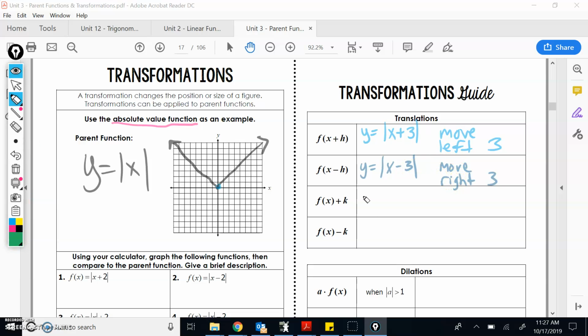Next, if we had our absolute value graph, absolute value of x, but then we add something on the outside, let's say plus 3, that's going to move the graph up 3. Whereas if we had y equals the absolute value of x, but then we subtracted 3 on the outside, that's going to move down 3. So use these keys to see whether you're going to move left, right, up, or down for your graph.